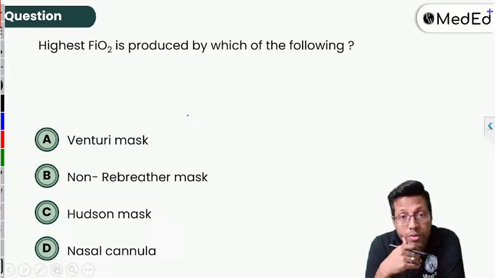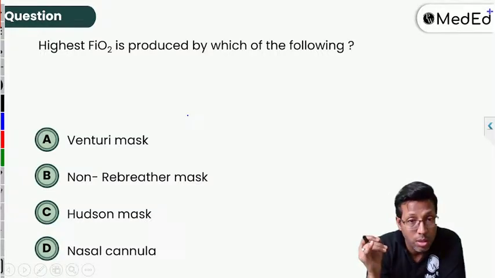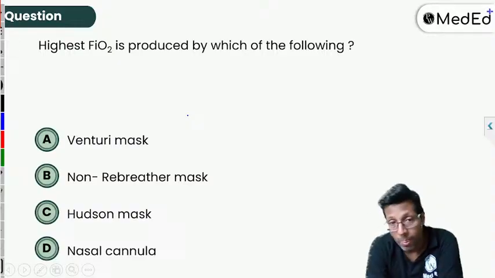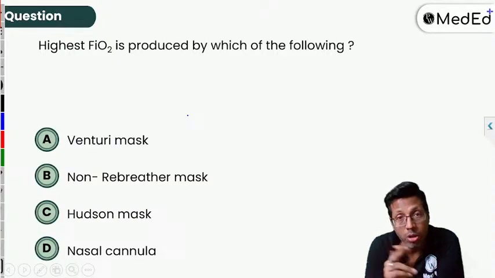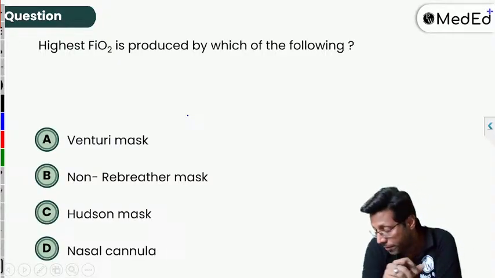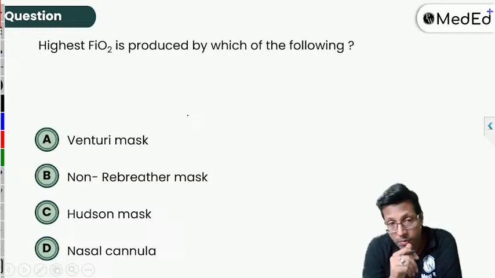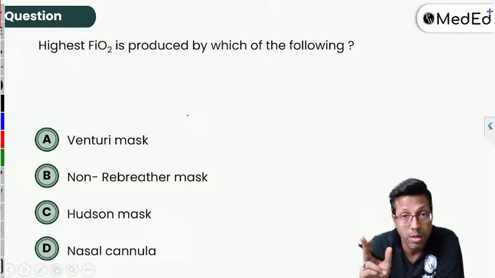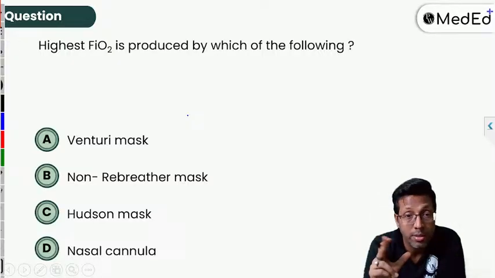Highest FiO2 is produced by which of the following? Now, the Venturi, the non-rebreather, Hudson or nasal cannula. These were the simple questions which were asked. And I'll discuss all these questions as a single point. Okay. What's the answer over here? Venturi mask, a non-rebreather mask, Hudson mask, or a nasal cannula.